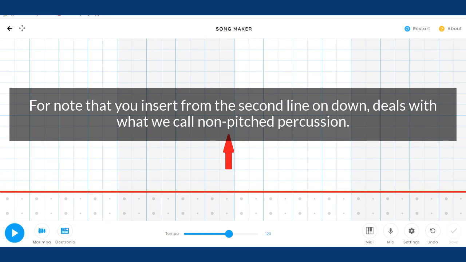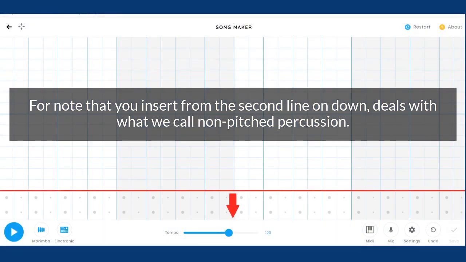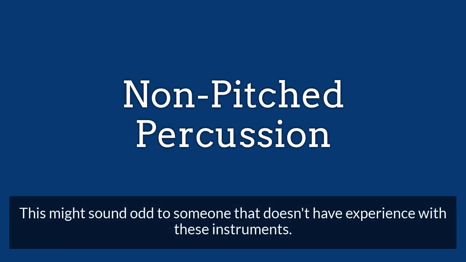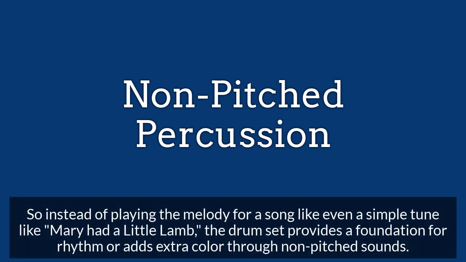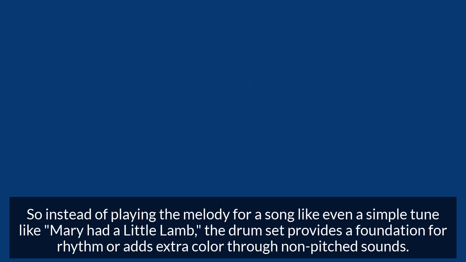The notes that you insert from the second line on down deal with what we call non-pitched percussion. This might sound odd to someone that doesn't have experience with these instruments. For example, a drum set that you would find in a rock and roll band, or many different genres, doesn't play pitch. So instead of playing the melody for a song, even a simple tune like Mary Had a Little Lamb, the drum set provides a foundation for rhythm or adds extra color through non-pitched sounds.